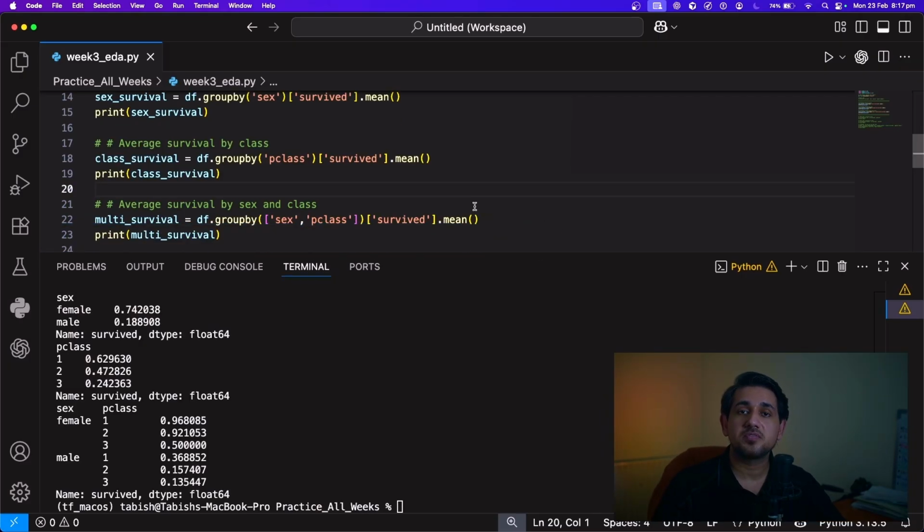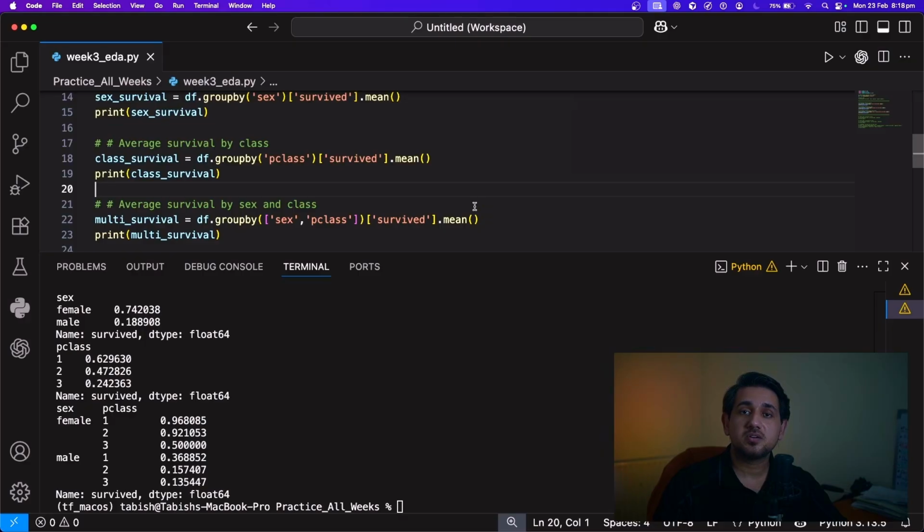Now that we've run the code, the numbers tell us the story very clearly. Looking at survival by gender, we see that about 74% of women survived while only 19% of men did. That's a huge difference and immediately highlights that gender was a major factor. Next, survival by passenger class shows that first class passengers had the highest survival rate at roughly 63%, second class around 47%, and third class only about 24%. So class also had a strong impact on survival.